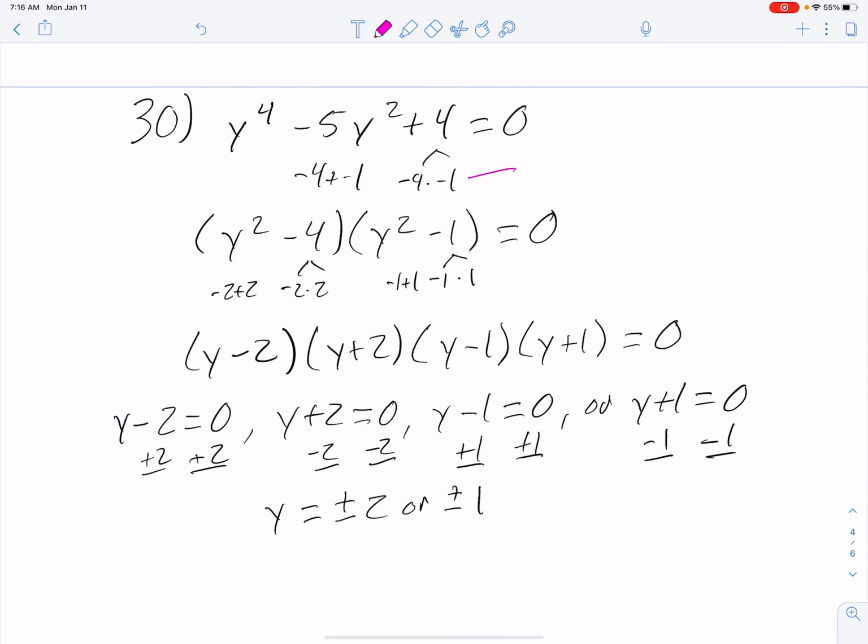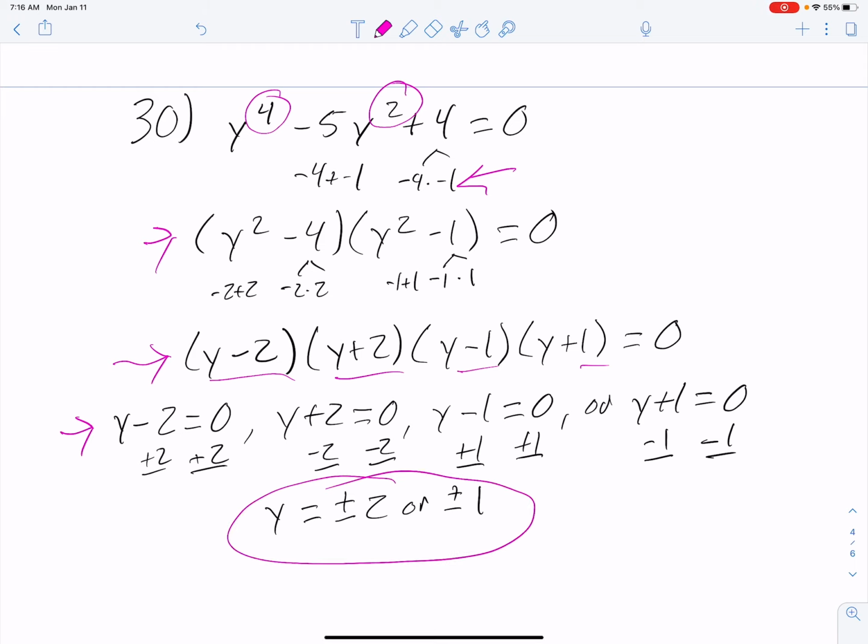Number 30, look for my factors of 4 that add up to negative 5. Again, I can see that I've got something to the 4th power and squared. So when I set up my group, I'll have y squared and y squared. Now, once I've written my y squared minus 4 and my y squared minus 1, I've got another difference of squares, so I'm able to continue factoring. And unlike the last one, I do have 4 separate values, so I'll set each of them equal to 0, and I end up with 4 separate answers.